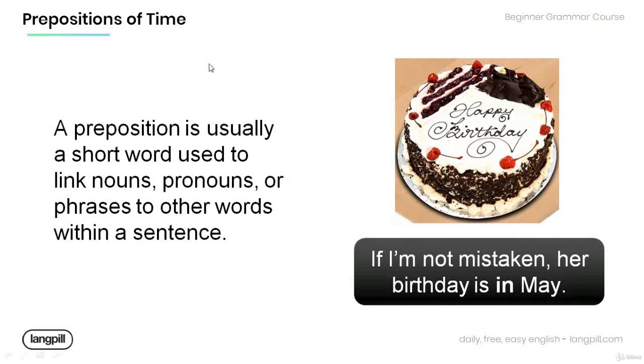Remember that a preposition is usually a short word used to link nouns, pronouns, or phrases to other words within a sentence. Have a look at the example over here. If I'm not mistaken, her birthday is in May. Note that the preposition in the sentence is used to link the noun May to birthday, her birthday.